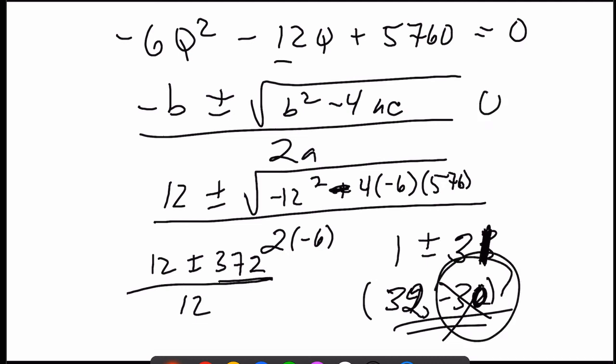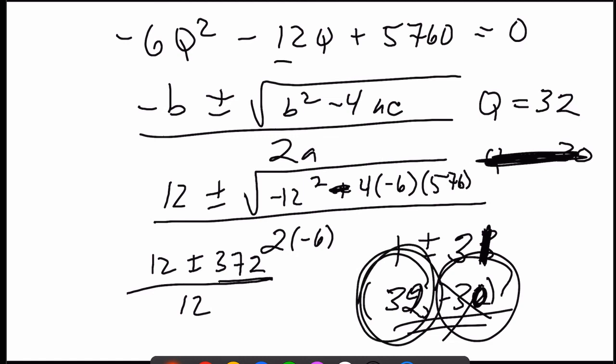So if you have a business and you can sell 32 items or you can sell minus 30 items, which are you going to sell? Yeah, you're not going to sell minus 30. I don't even know how to do that. Okay? So the answer is here 32. So Q equals 32 is max profit.